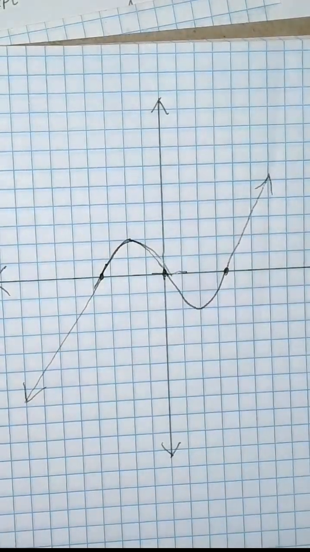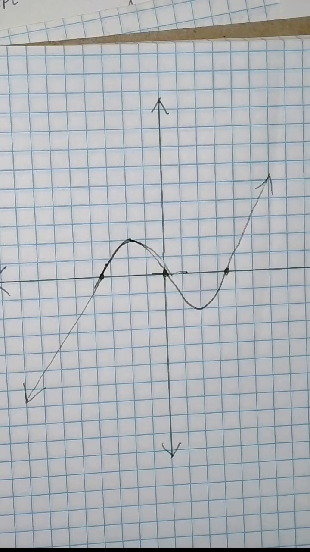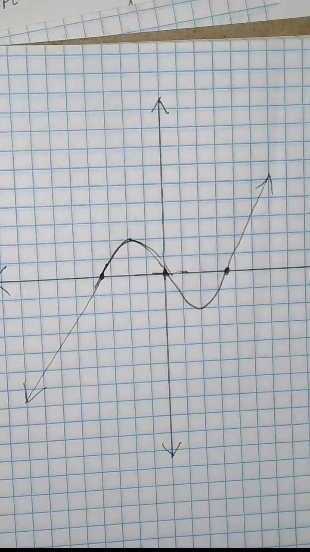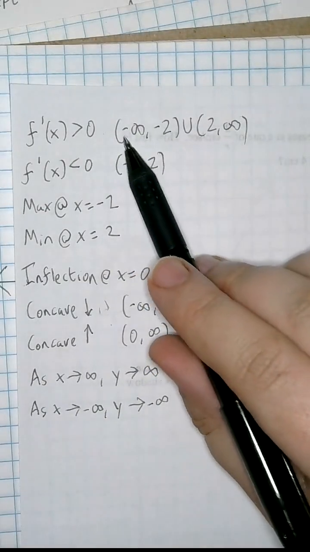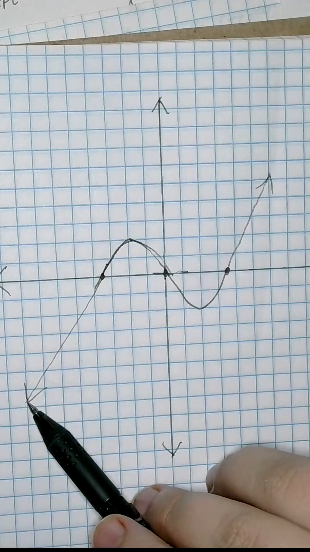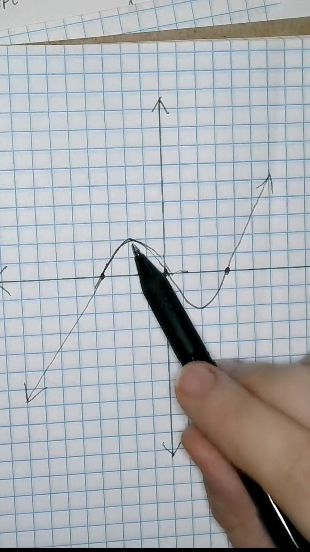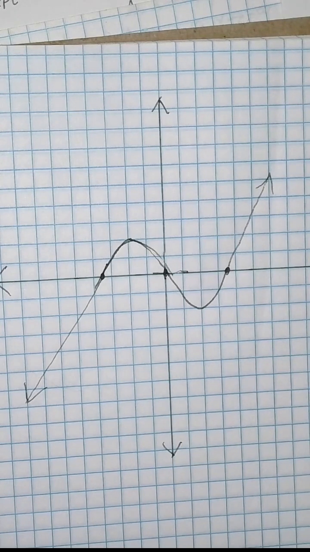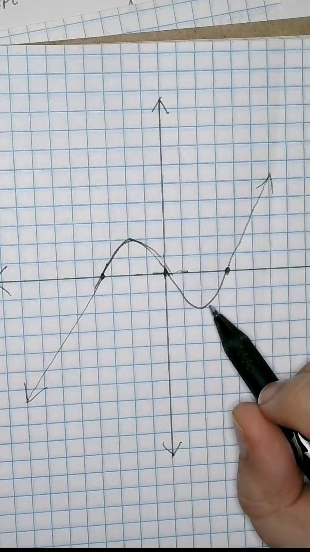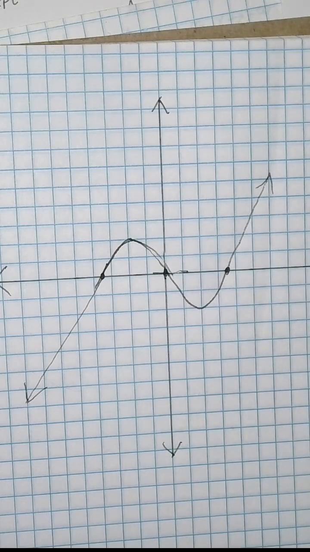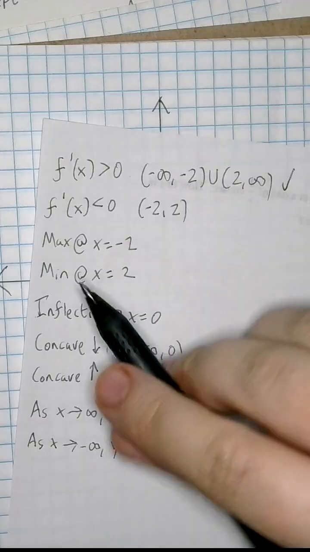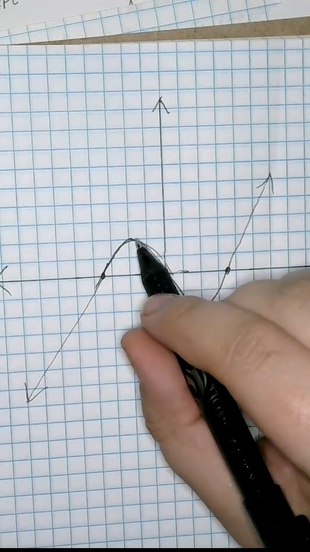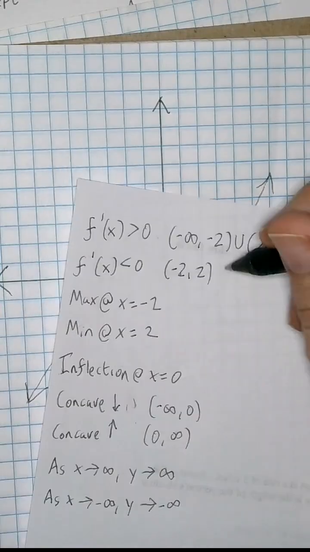And there we go. Let's see if that graph fits the criteria of all of these. Is the slope increasing on this interval and this interval? From negative infinity to negative 2, it looks like it is. And then from 2 to infinity, it looks like my slope is positive. So those two check. So we are good here. Is the slope decreasing from negative 2 to 2? It is indeed, so we can check that.